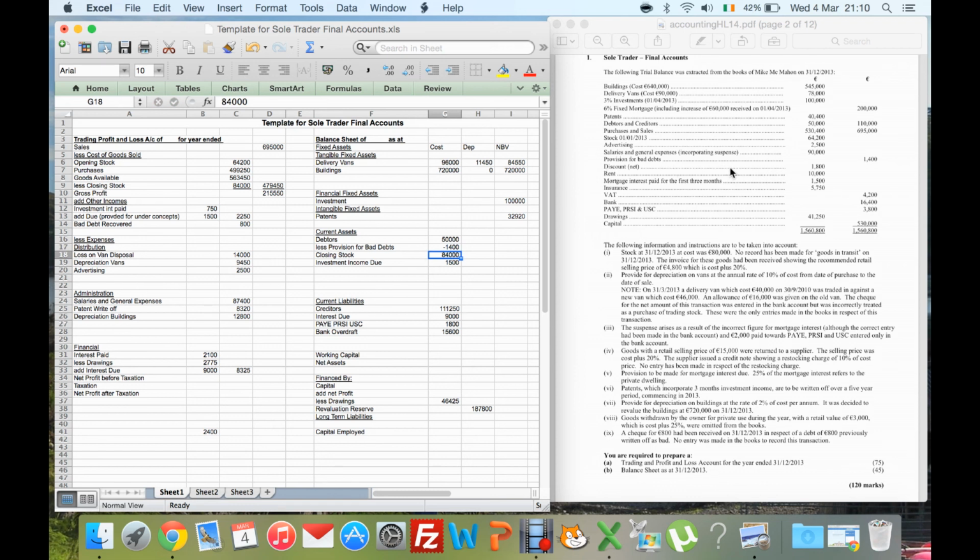Discount net. Now, this discount is either an income or an expense, but because it's in the debit column, it must be an expense. So discounts is money let off customers, so I'm going to put that in my distribution expense. Rent is 10 grand as administration. Mortgage we've dealt with. Put it in, yes we have. Insurance is 5,750, that's an expense, an administration expense.